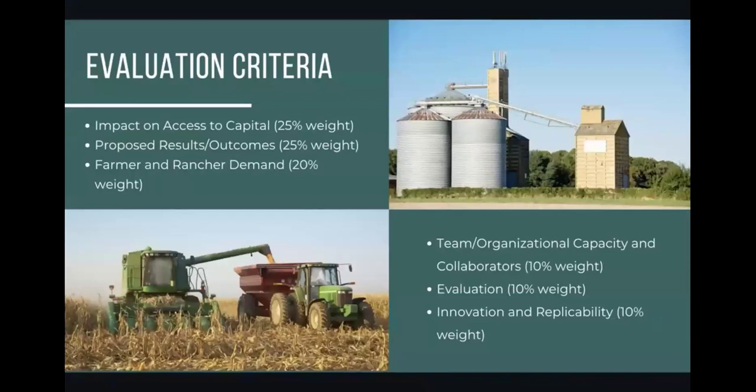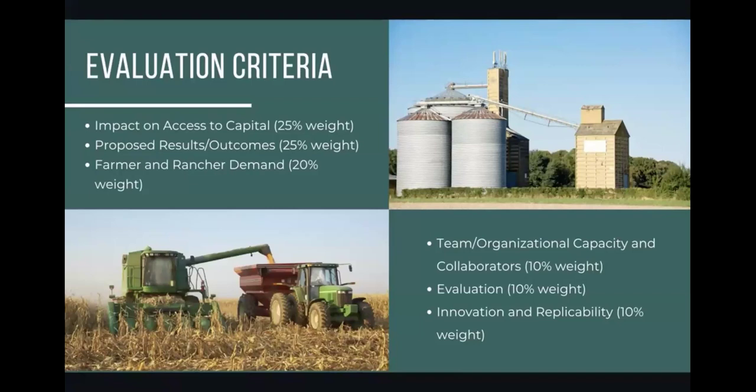So I'm going to talk a little bit about evaluation criteria. I noted at the beginning that we would go more in depth on impact on access to capital. So impact on access to capital holds 25% weight of your score when we review the applications. So we want to know, are you providing access to capital, or how is this project increasing access to capital, and what does that look like?